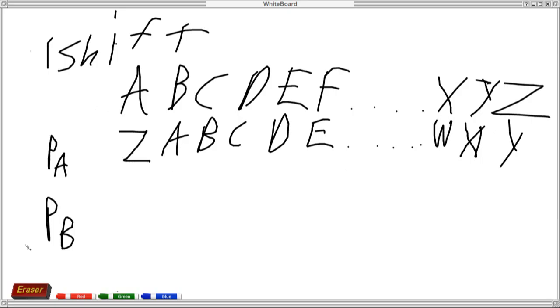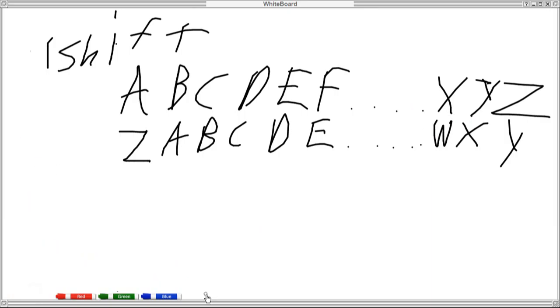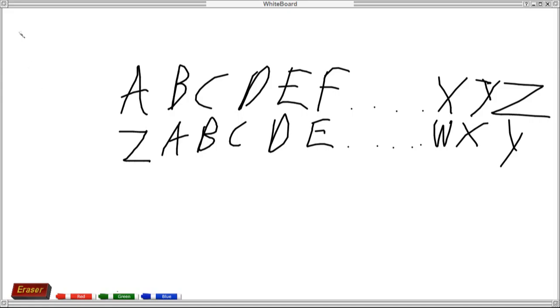So let me go ahead and erase this, okay? So the way this worked is this. Let's say you wanted to encrypt the word car, okay? So you have a one shift.